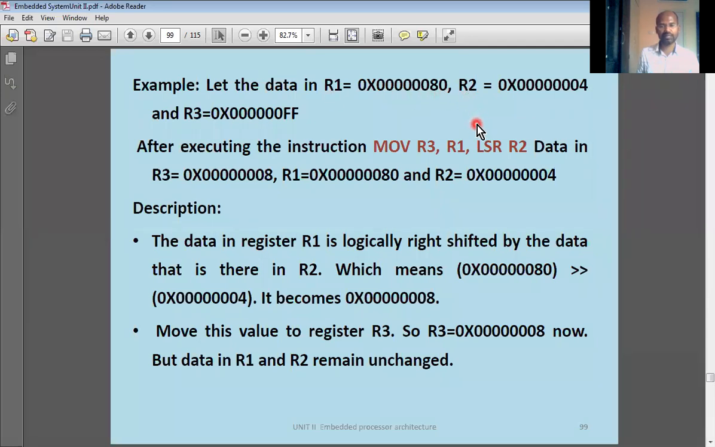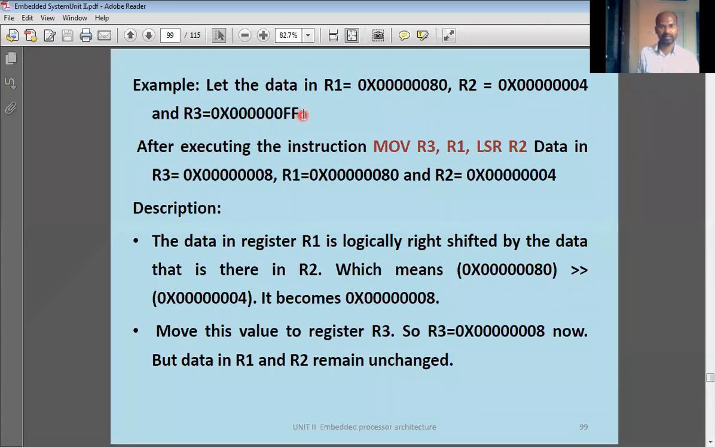R1, R2 are the registers available in the ARM, like R0, R1, R2, R3, and so on, up to R15. We can use these registers to store the data that is to be processed in the ALU. And what is R2 containing? The first 4 bits are 0, 0, 0, 0, then 1, 0, and remaining all are zeros.